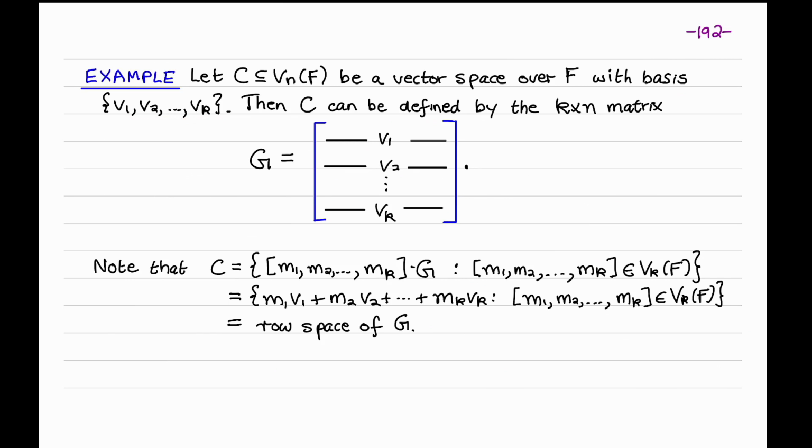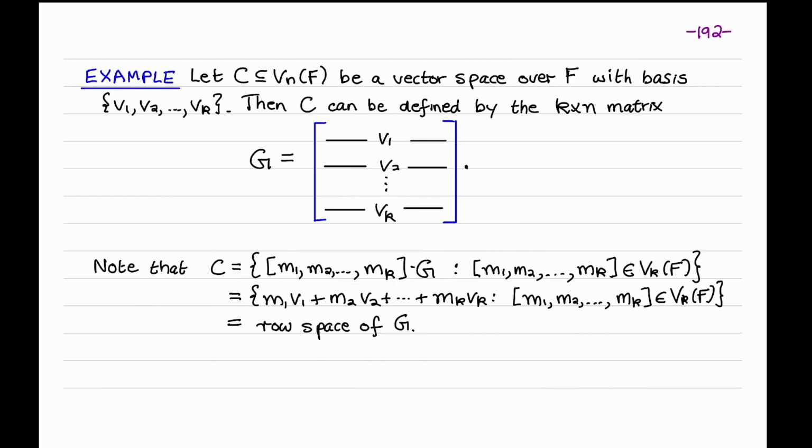Then C can be described by the K by N matrix G whose rows are the vectors in the basis. Note that G has K rows and N columns, so it's a K by N matrix. Since every element in C can be described uniquely as a linear combination of the basis vectors, we can view C as being the product of all vectors of length K over F times a matrix G.